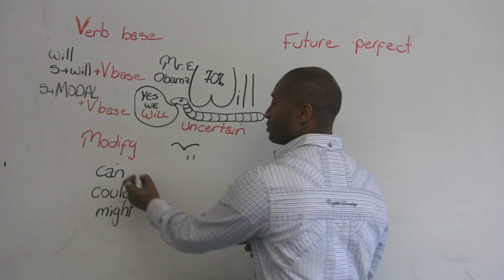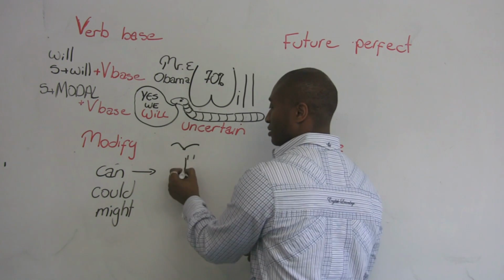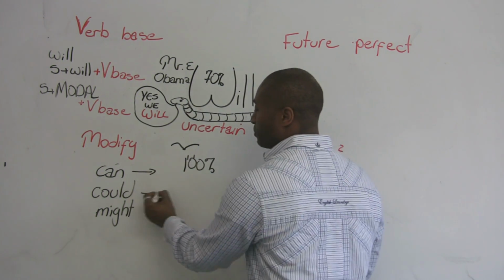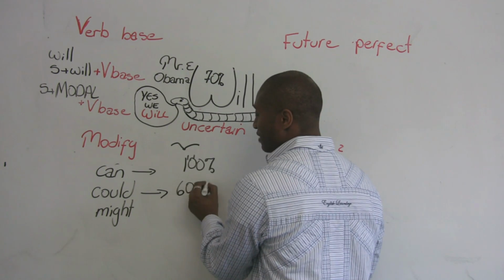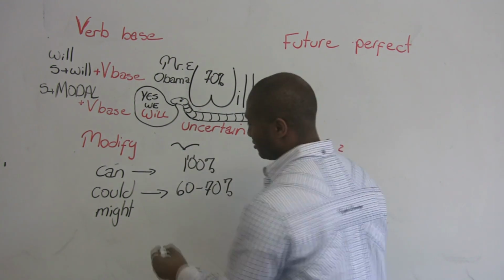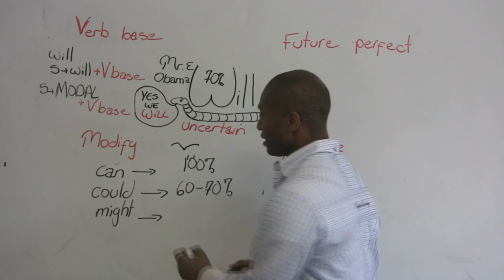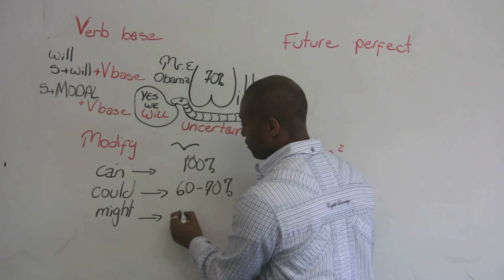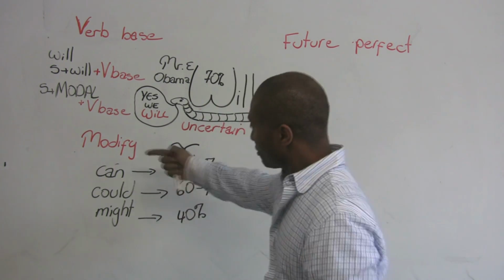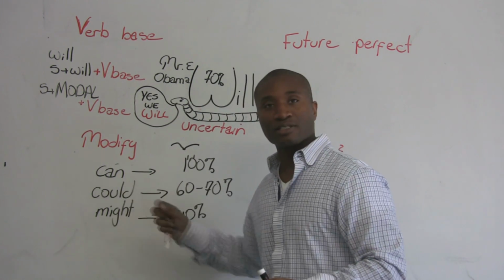Cool? I can be president. 100% ability, modified. I could be president. 60 to 70%, modified. If the bird doesn't eat me, I'm sorry, I'm just crazy. I might be president. Say 40%. See how we modified this? We used will. We just got rid of will and put these instead.